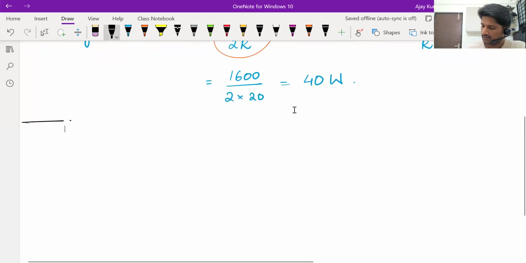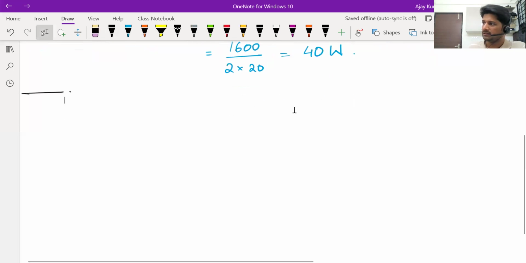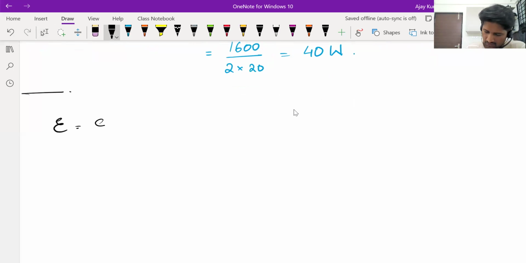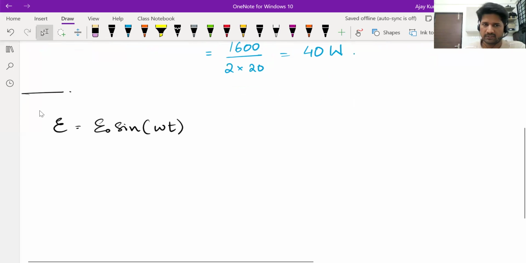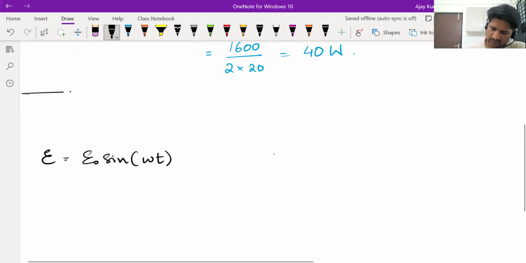Fine. The next thing you need to learn is what happens when an alternating EMF, E is equal to E naught sine omega t, let's take the simple EMF equation, is applied across a capacitor. Yesterday we looked at the resistor, today the capacitor and inductor cases we'll discuss.